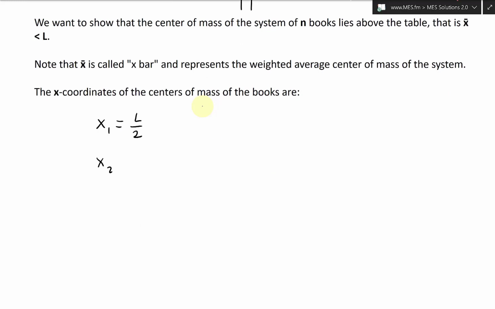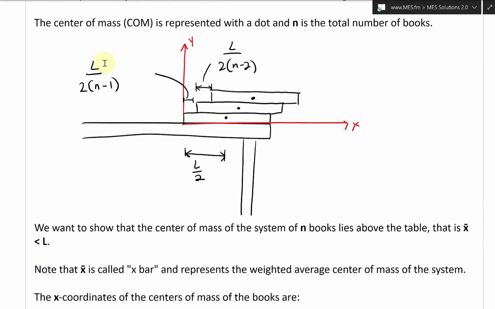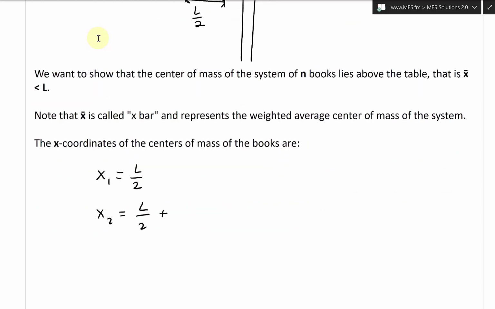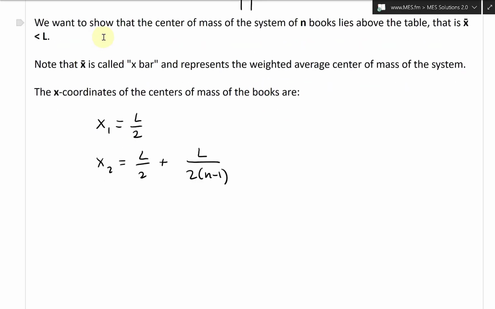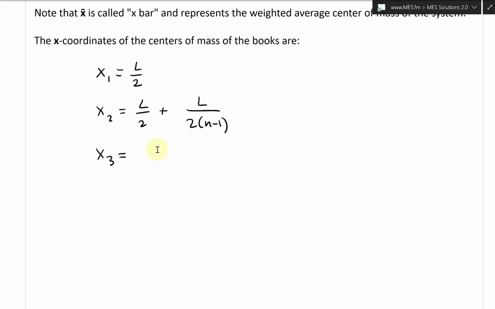X2 is equal to, well, L over 2 plus right here, which is L divided by 2 times, and then divided by n minus 1. So L over 2(n minus 1). So that is X2. And then X3 is equal to, well, we start off from here, and then we just add this extra distance. So we're just adding this extra bit. So it equals L over 2 plus L over 2(n minus 1), and then add the next distance, plus L over 2(n minus 2). And so on, and this keeps going on and on.